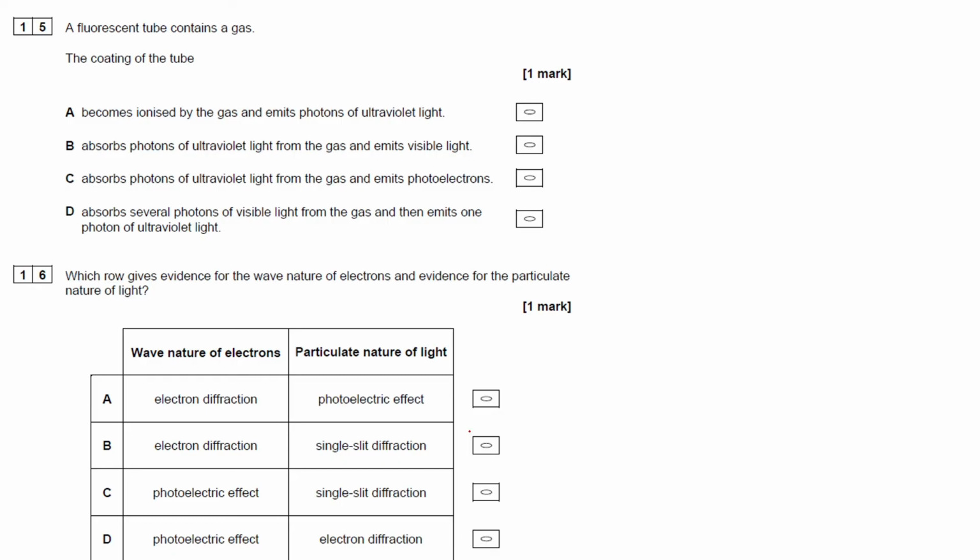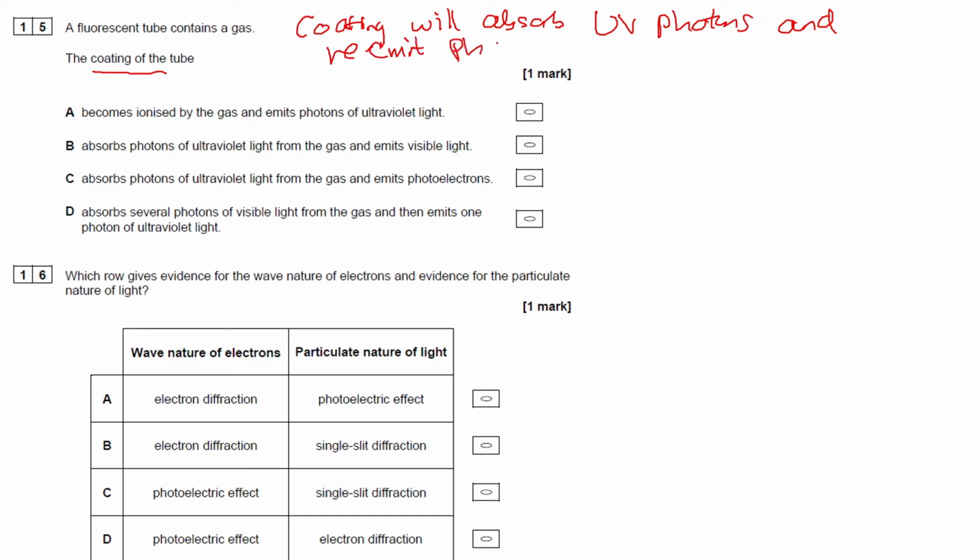So number 15, just again recalling what we mean by fluorescence and what the coating actually does. You should be able to remember that the coating will absorb UV photons from inside the tube and then re-emit photons of visible light. Okay, so this is through excitation and de-excitation of those atoms in the coating. So knowing that, reading through the options, the one that will match what we just said is B, absorbs photons of ultraviolet light and emits visible light.